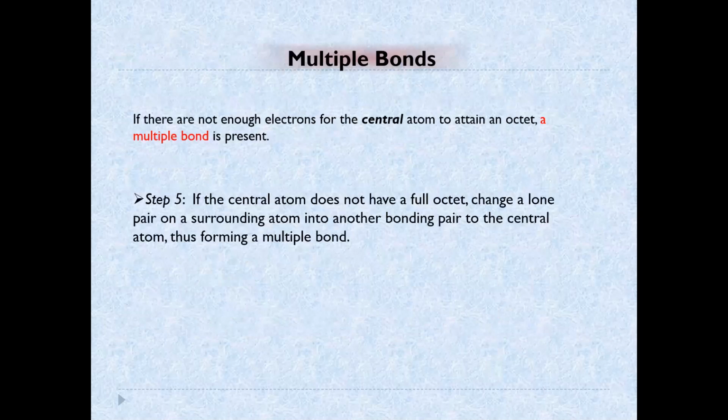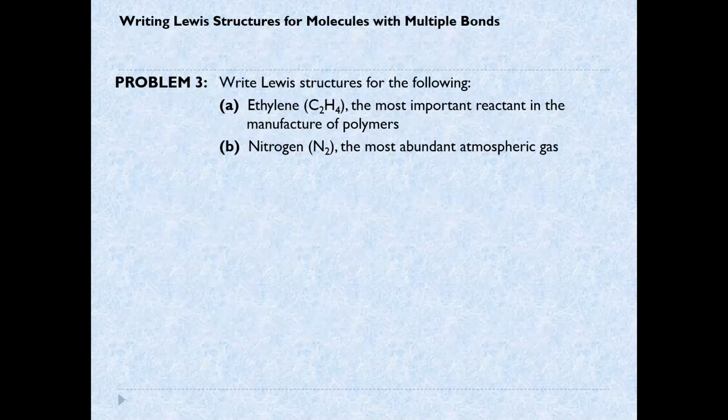So let's look at multiple bonds. Sometimes, if there are not enough electrons for the central atom to attain an octet, that means that a multiple bond will occur. So far, the ones we've looked at are single bonds, but there could be multiple bonds. If the central atom does not have a full octet, change a lone pair on the surrounding atom to another bonding pair to the central atom. We'll give an example for that.